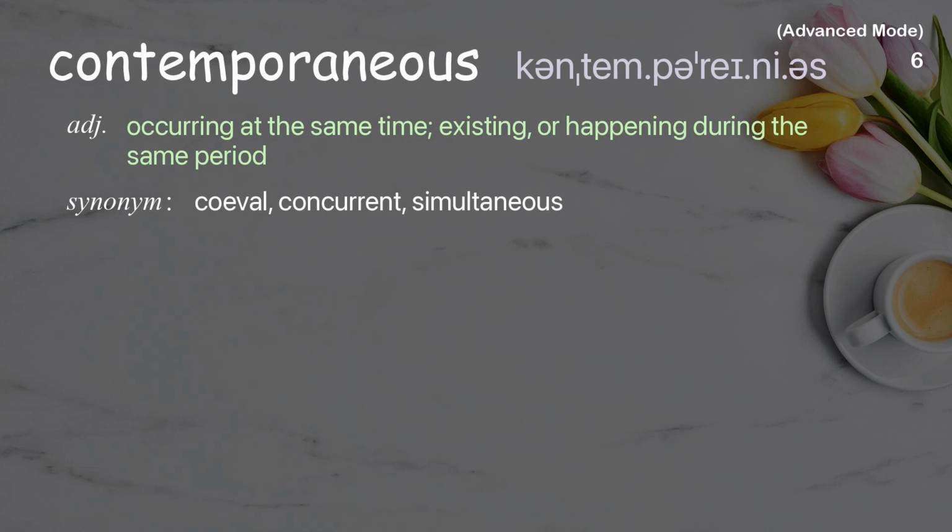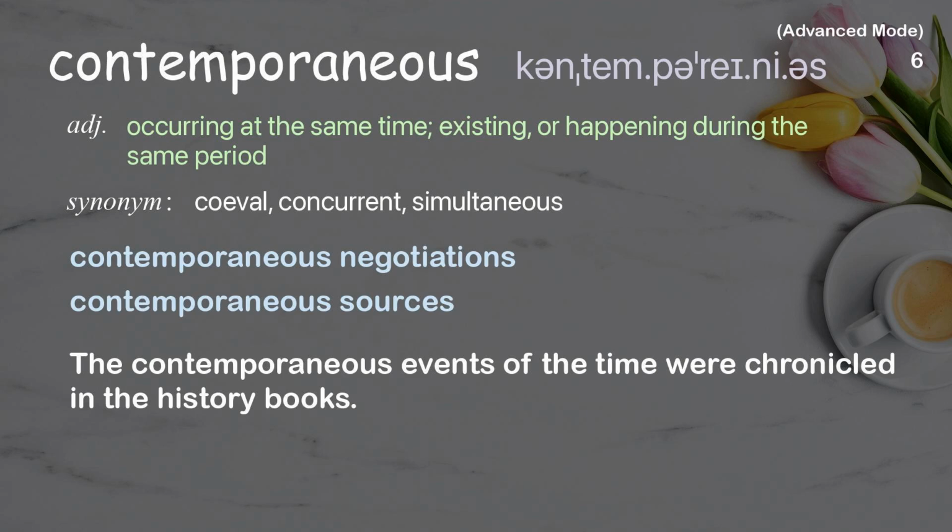Contemporaneous. Occurring at the same time, existing, or happening during the same period. Examples: Contemporaneous negotiations. Contemporaneous sources. The contemporaneous events of the time were chronicled in the history books.